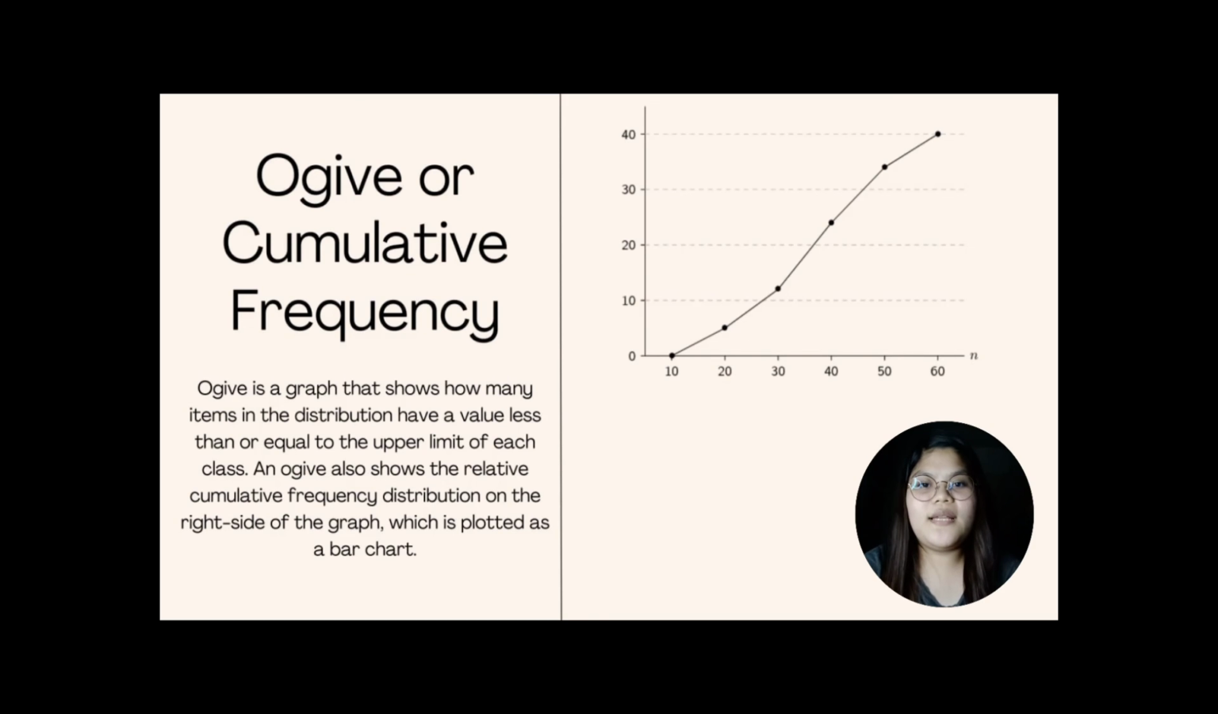Again, my name is Anna August. I'm going to show you how to make an ogive or cumulative frequency graph. An ogive is a graph that shows how many items in the distribution have a value less than or equal to the upper limit of each class. An ogive also shows the relative cumulative frequency distribution on the right side of the graph, which is plotted as a bar chart.